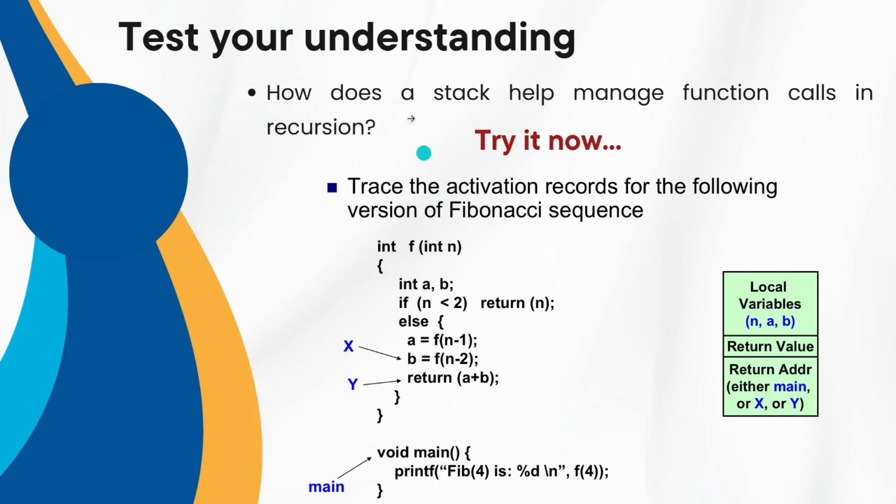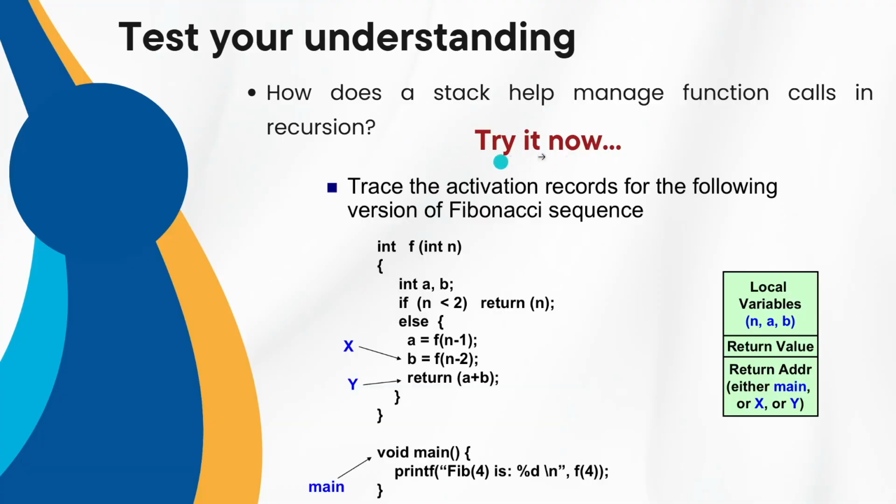For testing our understanding of the concepts we have learned so far, the first question is, how does a stack help manage function calls in recursion? You know very well, whenever a function call is made, activation records have to be created. With recursion, the function again and again calls itself, and thereby more and more activation records are pushed onto the stack, and when the function returns, the corresponding activation records are popped off the stack.